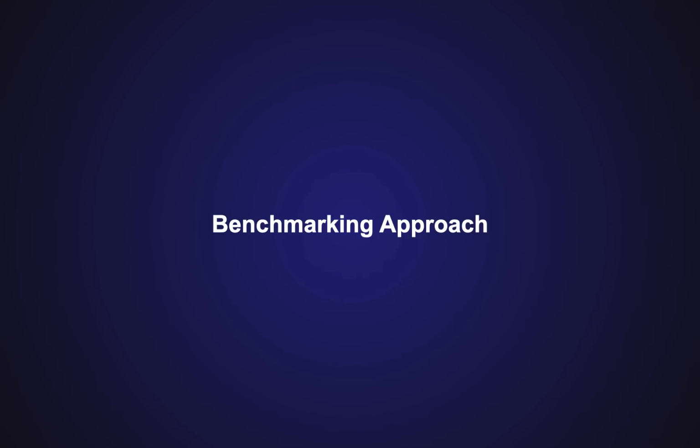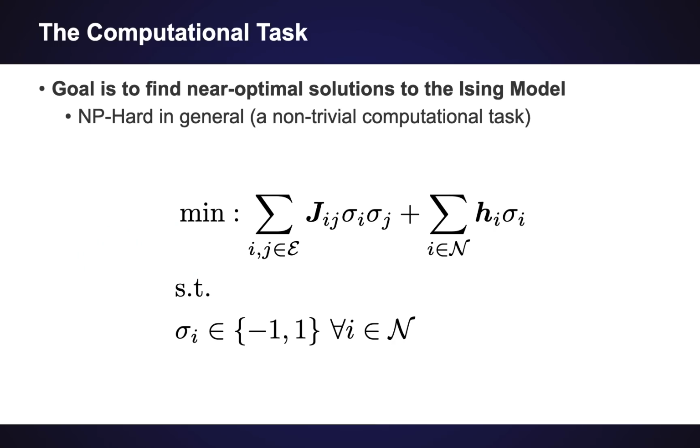Let me tell you a little bit about the benchmarking approach because it might be relatively new. First off, what is the computational task we're interested in solving? We're going to be optimizing the classic Ising model with quadratic and linear interactions. On the DWave platform, you could consider generalizations of this, but this is the one we'll focus on for this work.